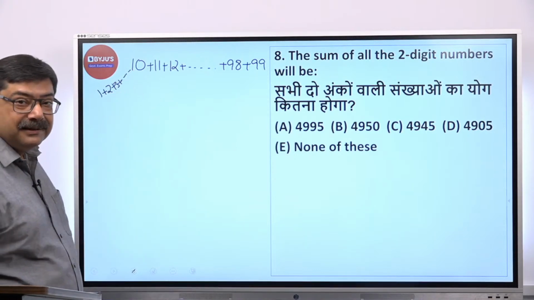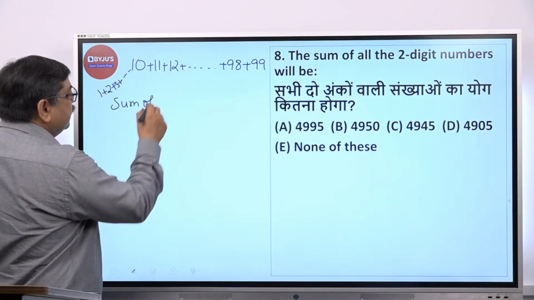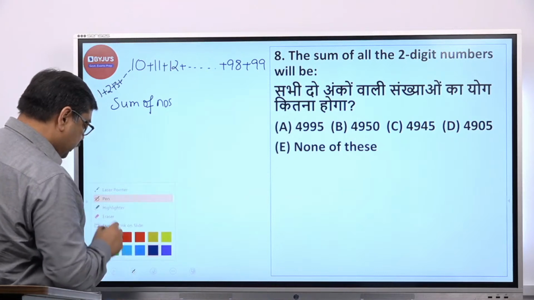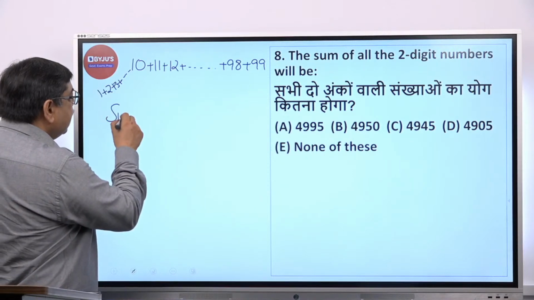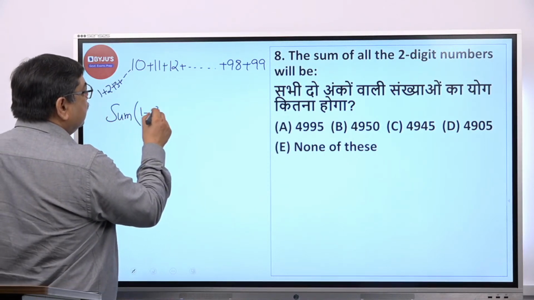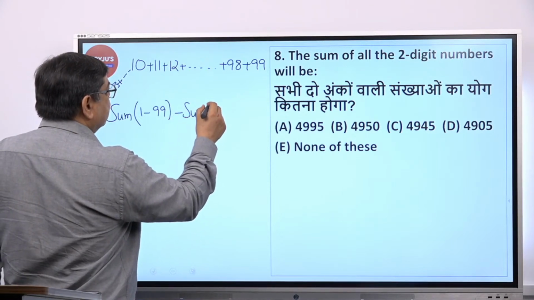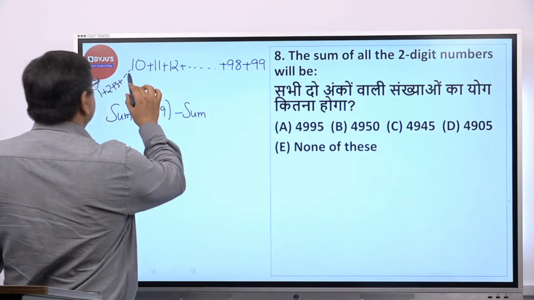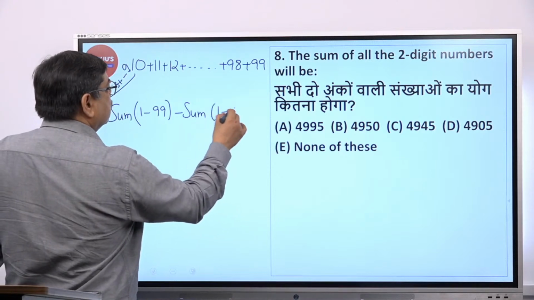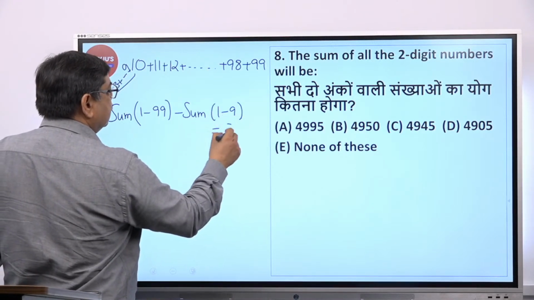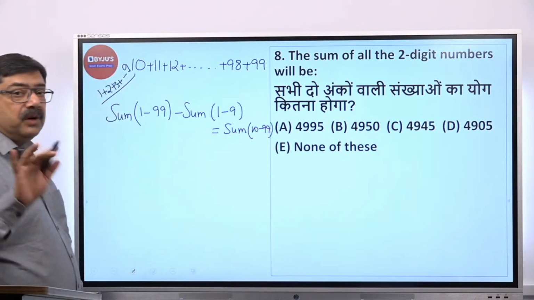So employ the same method. Alright. And what is that? We will take the sum of numbers. So let me just write it in short. Okay. Sum, let us say from 1 to 99 minus the sum of numbers from, let us say, this one we have to reduce. Okay. That is 1 to 9. Now this will give us the sum of all the numbers from 10 to 99. That is what we will get.